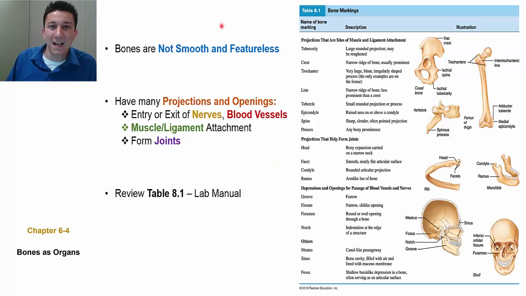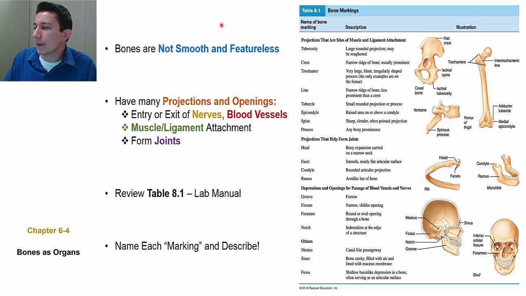So please take time to go through those and make sure you're comfortable with and familiar with those, as we'll be learning some of these features on bones that'll be particularly important to identify when we get to the skeletal system. So we'll see these when we get to the skeleton. Be able to name each of the features of bones, or the markings that you see here, and be able to describe them at the very least.